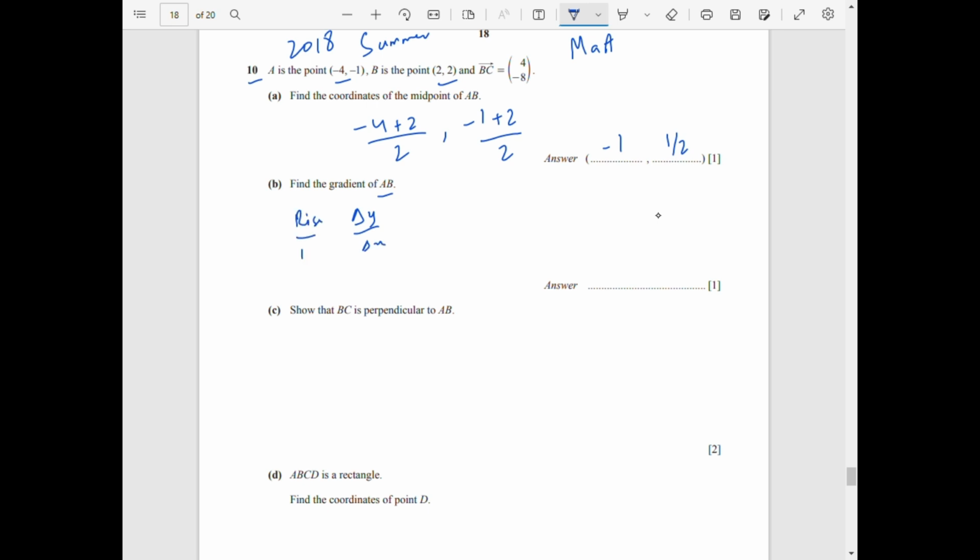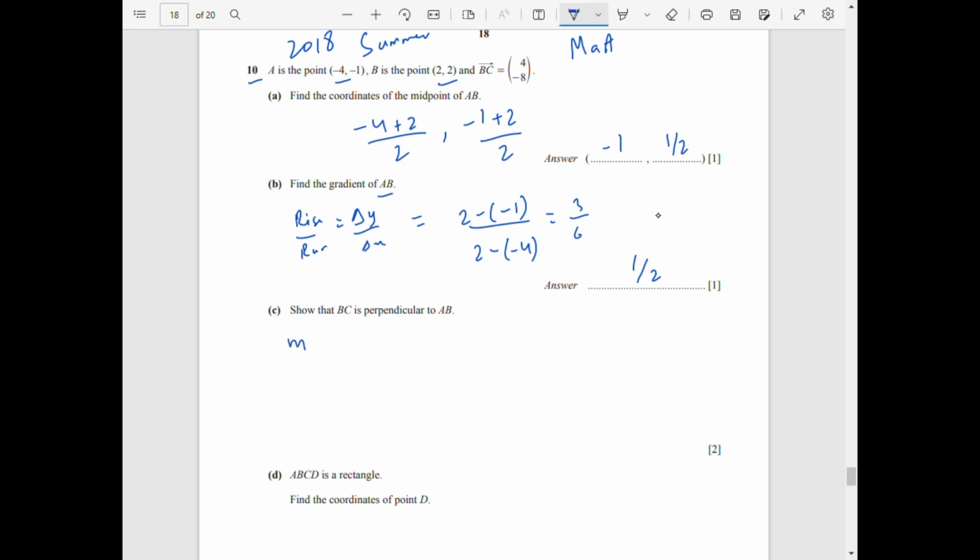The gradient is denoted by the change in y over change in x, or you guys call it rise over run. So basically, the rise over run for AB would be 2 less -1, then 2 less -4. You get 3 by 6, and that would come to half. Okay, now you have this: show that BC is perpendicular to AB.